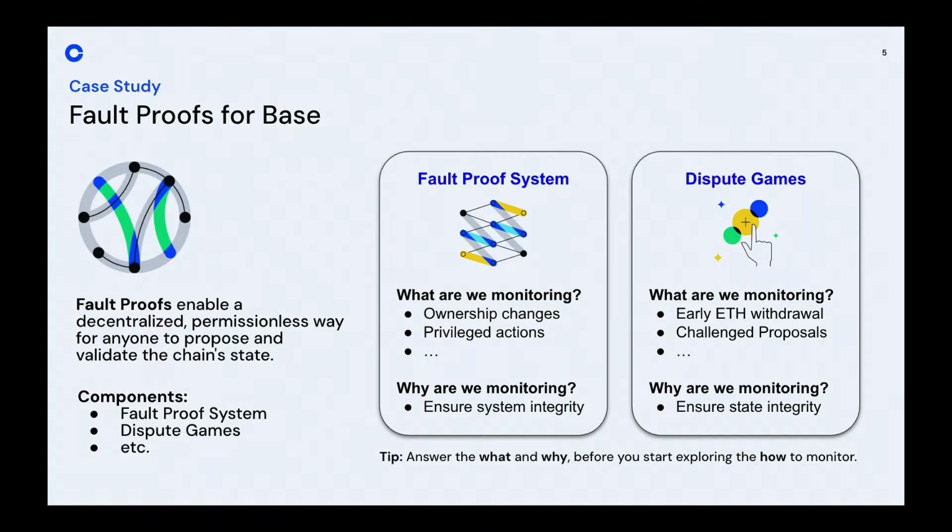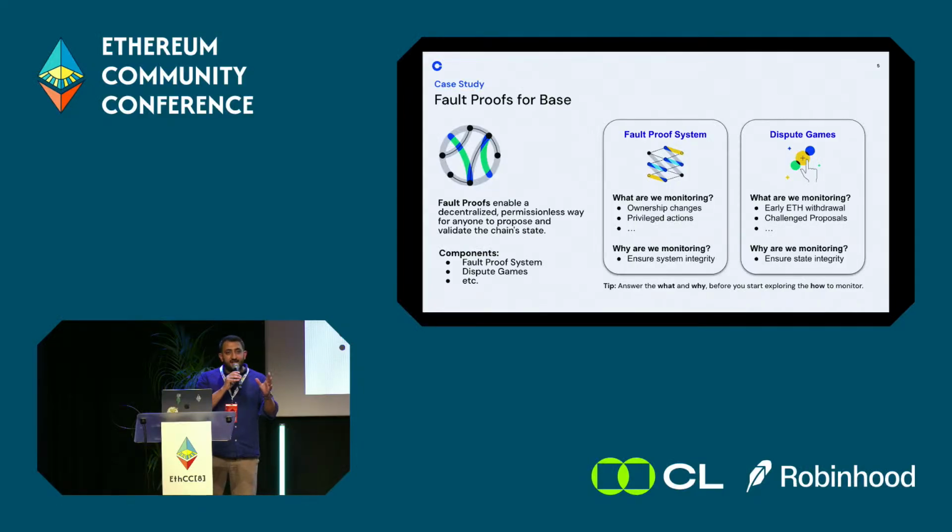We also want to get notified when there is a challenge on our proposals, and we want to act on it. So that is the what question. On the why-are-we-monitoring side, we want to make sure that our system integrity is protected. When there is a change in the fault proof system, our integrity will be at risk, and we want to act on it. And we are monitoring the dispute games because we want to ensure the state integrity. Every time there's a new proposal, participants can take part in this game and challenge it, and we want to get notified when that happens so we can respond.